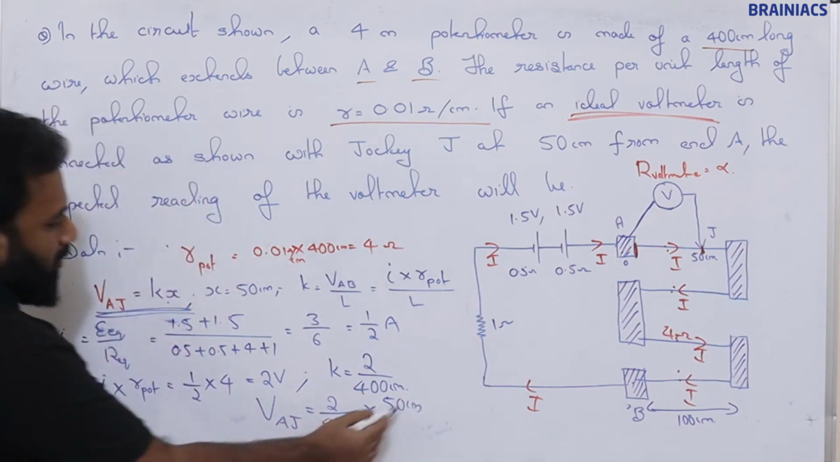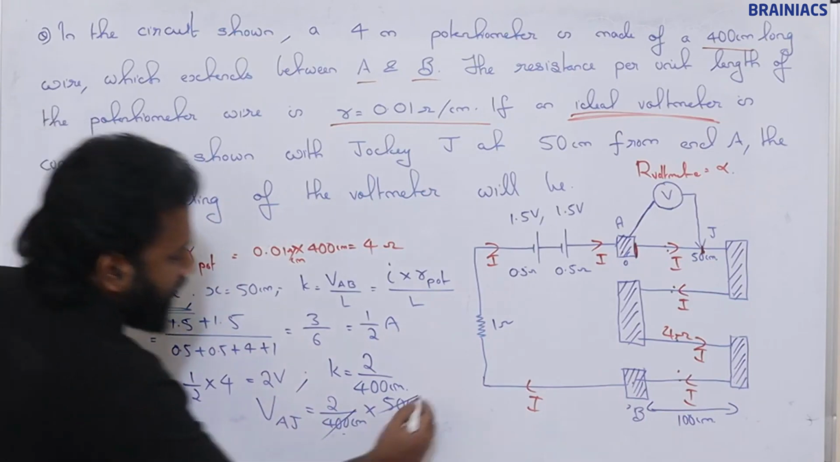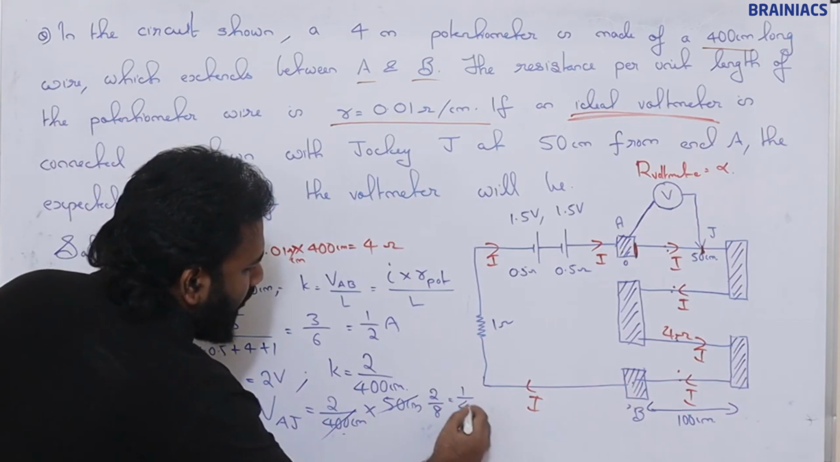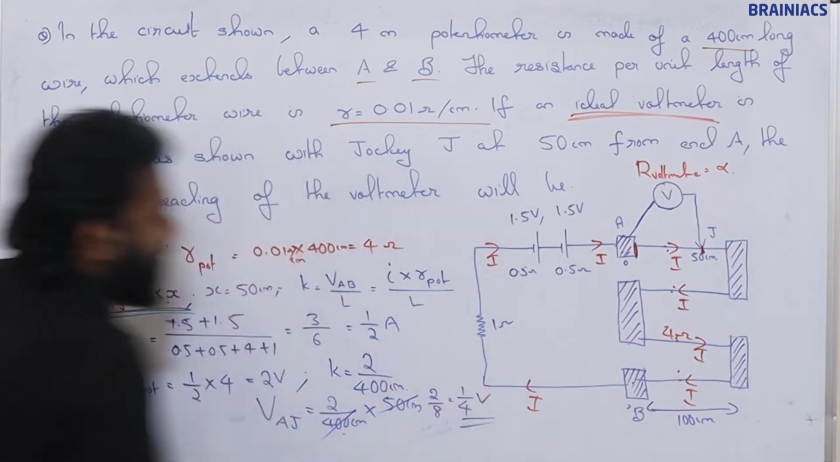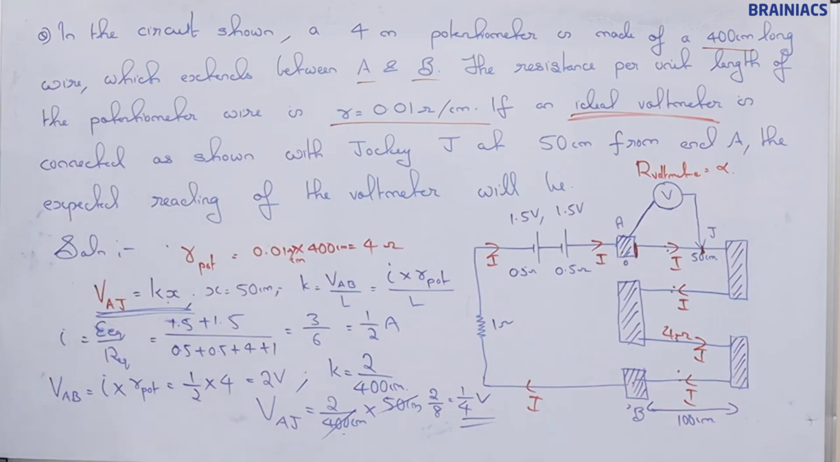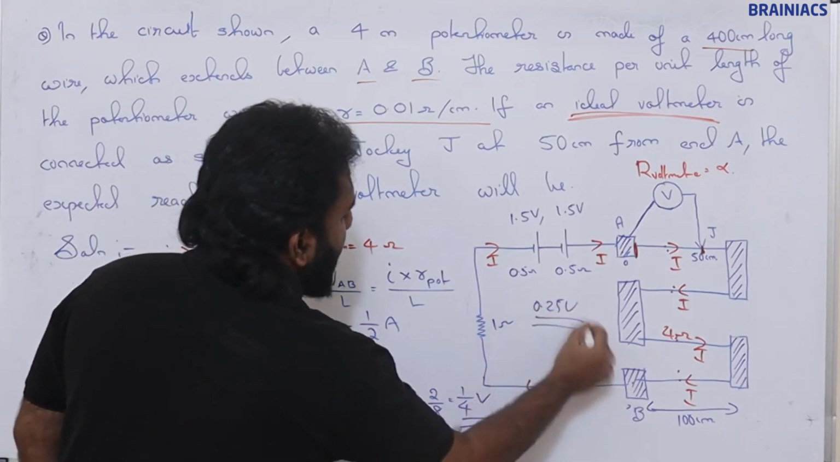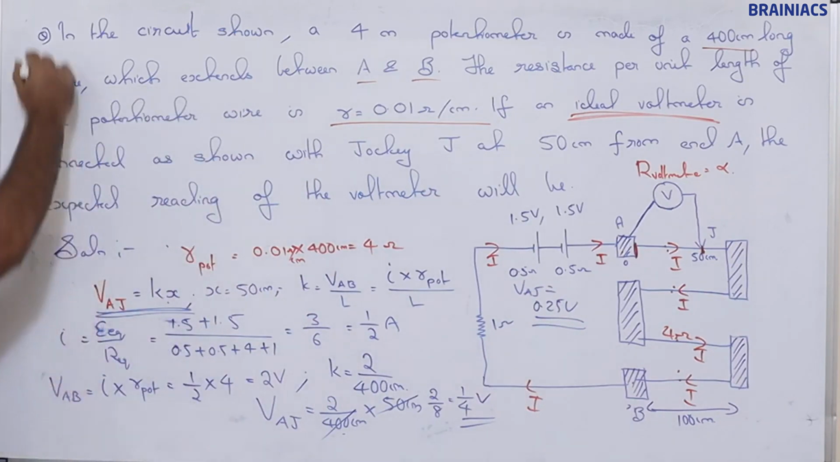Okay, so if we cancel these two, this is nothing but 8. So 2 by 8 or 1 by 4 volt. Okay, 0.25 volt is the answer. VAJ. Clear?